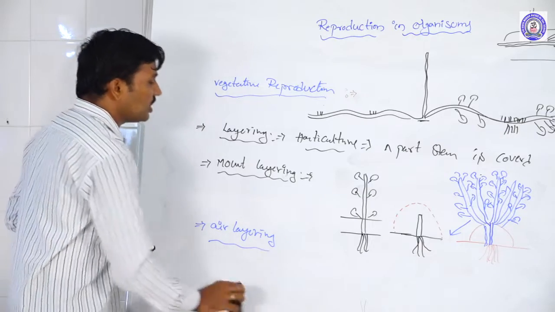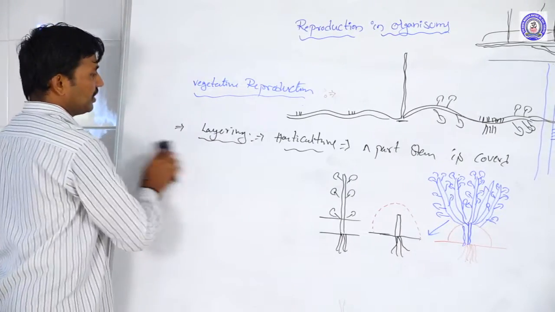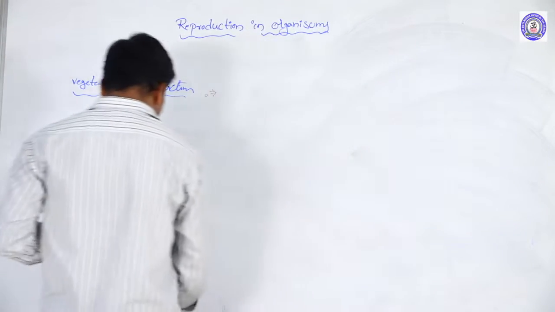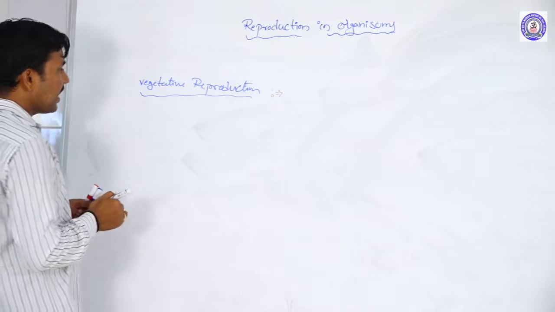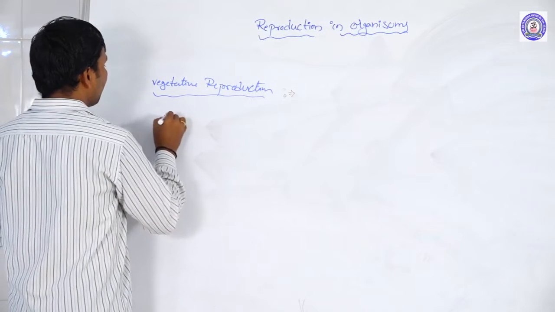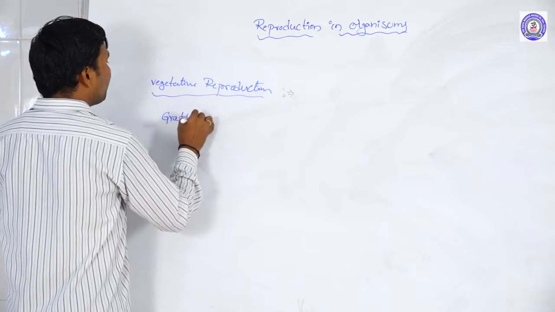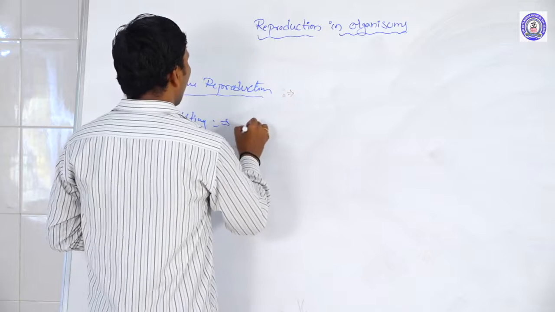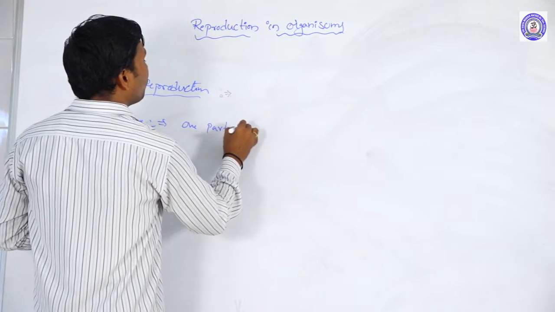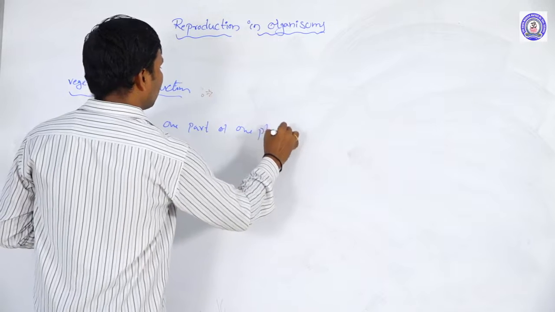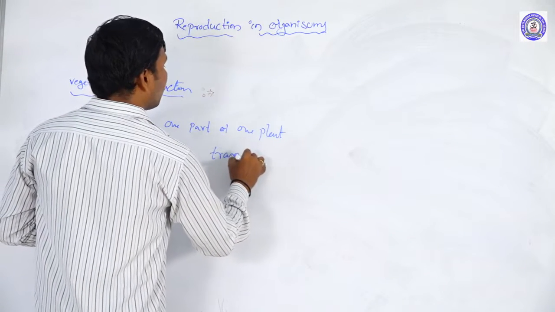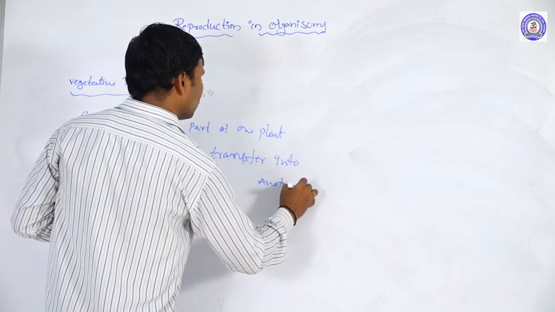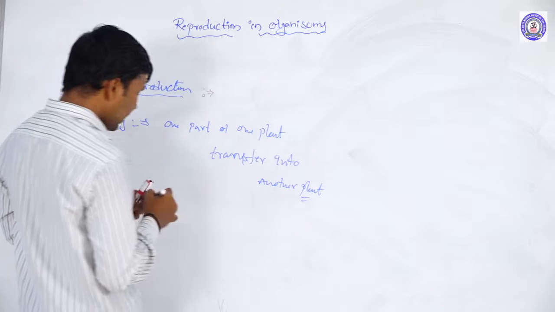And the next one is the grafting methods. The transfer of one plant species into another plant is called grafting. So what happens? Grafting means one part of one plant is transferred into another plant. So this is called grafting.